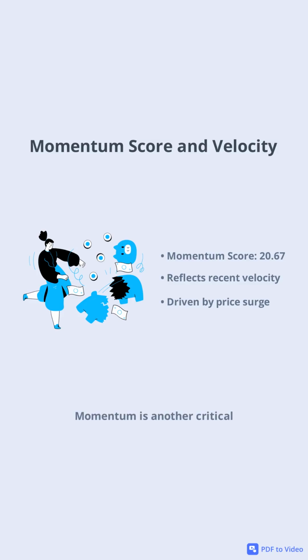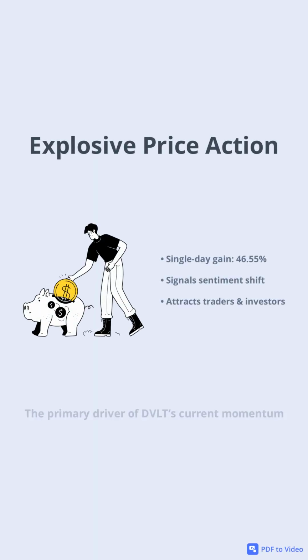Momentum is another critical aspect of DVLT's technical profile. The stock's overall momentum score stands at 20.67, reflecting the speed and force of its recent price movement. This score is heavily influenced by a dramatic single-day price surge, which we'll explore in the next scene. The primary driver of DVLT's current momentum is a staggering single-day gain of 46.55%. Such explosive moves are rare and often signal a significant shift in market sentiment.